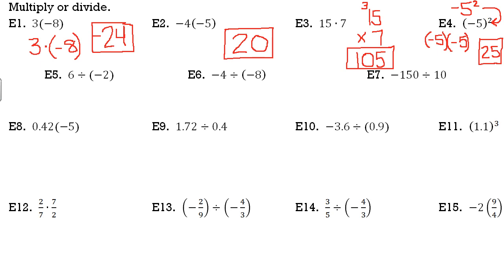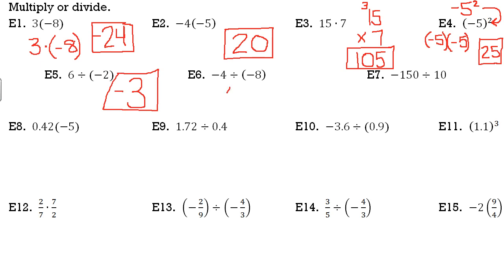All right, example number 5, 6 divided by negative 2. Same rules apply as far as signs are concerned. You're going to divide 6 by 2. You're going to get 3. And then a positive divided by a negative is a negative. There you go.